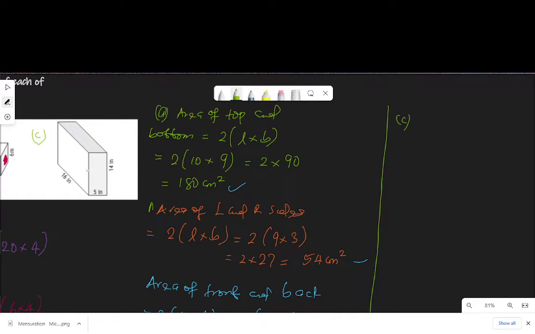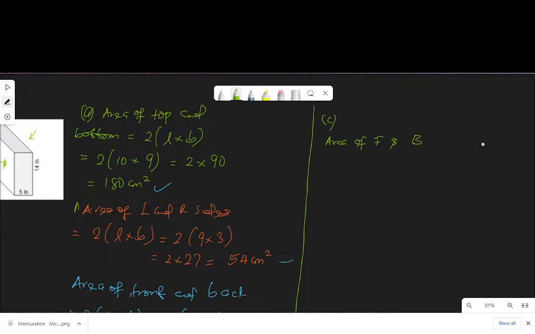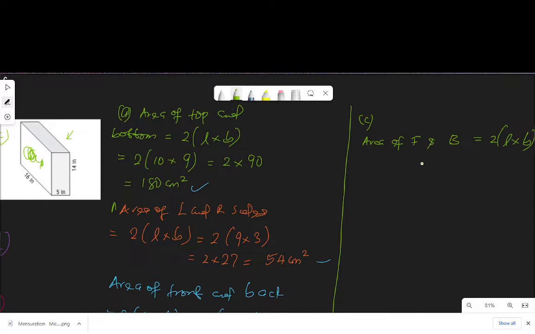Starting with the surface area, I have a surface here. I have exactly the same thing at the back. So area of front and back will be 2 times length times breadth. The area of each of them is length times breadth, and because we have two faces, I have two.